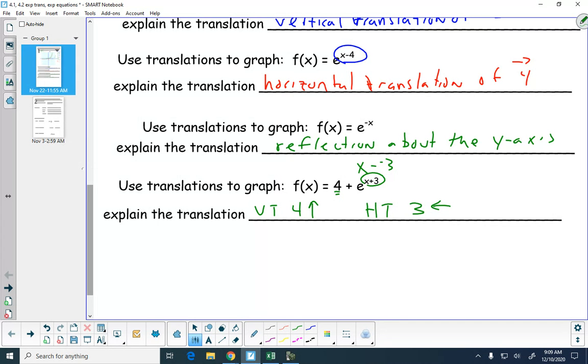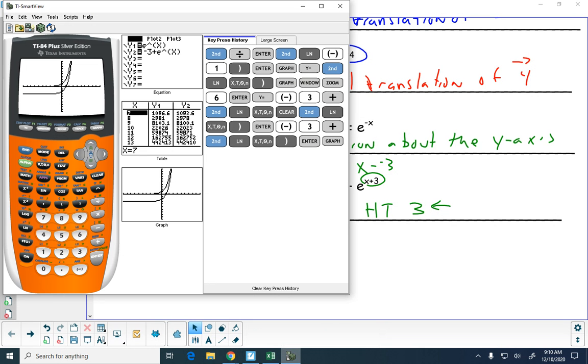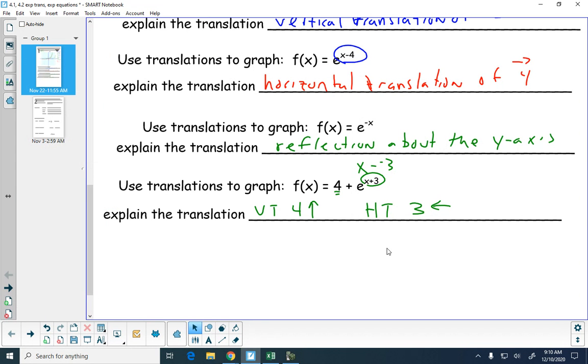And once again, translations and reflections and being able to pick up on these things was very big back in the old days because we did not have the usage of calculators. You just had to look at characteristics of the equation to be able to get your graph down. Now, with our graphing calculators, we can pick up a lot more of this information, but it's still nice to know how the translation works and what it looks like within the equation.